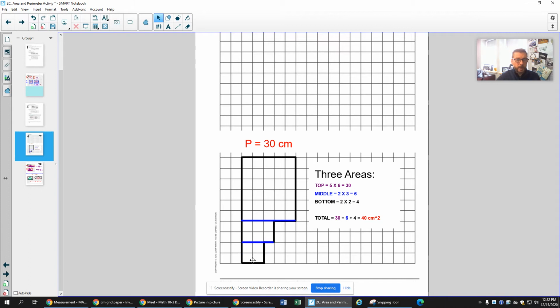And then for my area, I decided to do 3 rectangles, a top rectangle, a middle rectangle, and a bottom rectangle. So my top rectangle is 5 by 6. So my top area is 30. My middle rectangle is 2 by 3, so it has an area of 6.